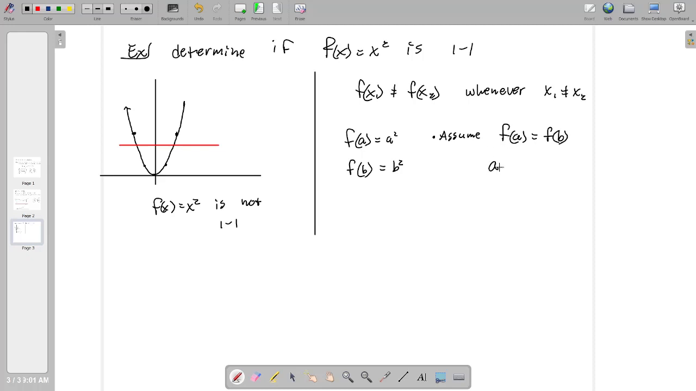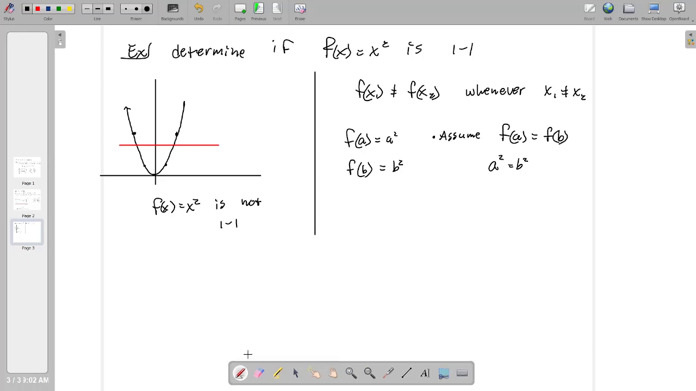Well, this then means that a squared is equal to b squared. We could take the square root of both sides. I think it's actually easier to see if we don't take the square root of both sides, and instead we subtract the b squared over, and we end up with a squared minus b squared is equal to 0. And then we have a difference of squares. And we get that a plus b times a minus b is equal to 0. So we have either a is equal to b or a is equal to negative b.